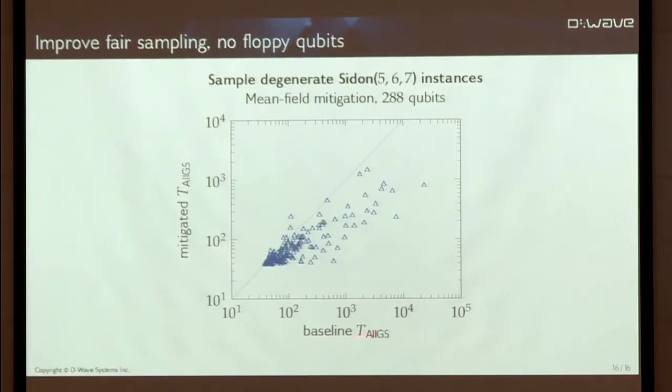And we see that these are for 288 qubit instances, and we see that we get a nice systematic improvement of the time that you need to hit all the ground states. So I think this is really just a first look at what we can do, and I hope that we can improve this in the future. Thanks.